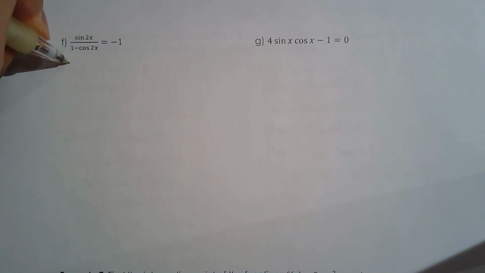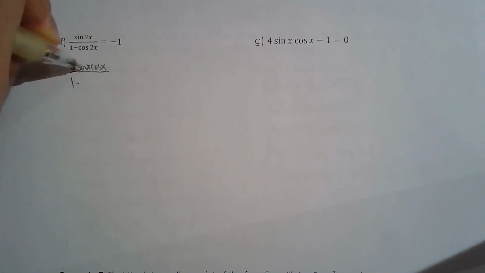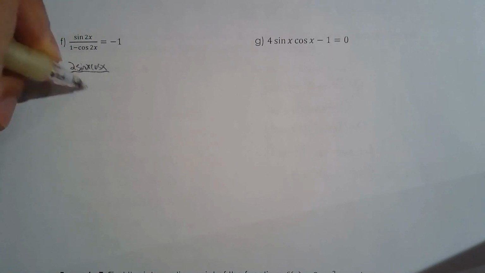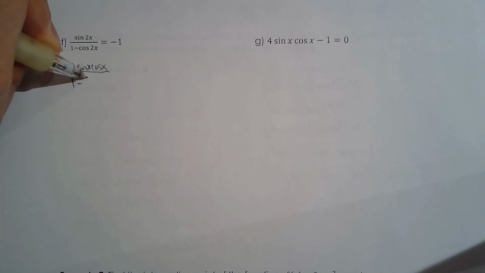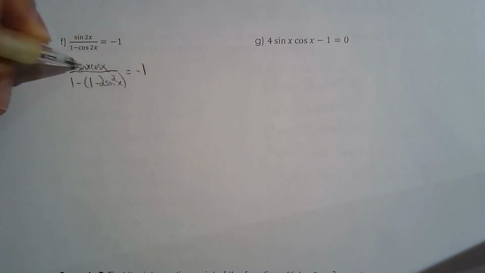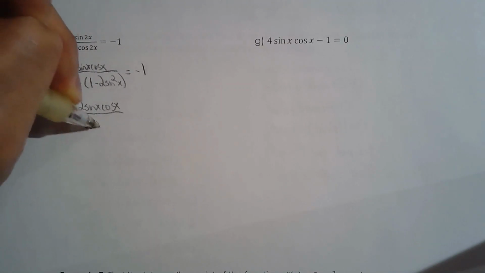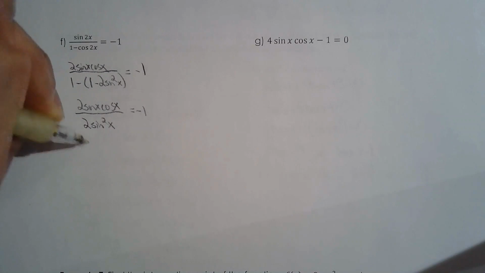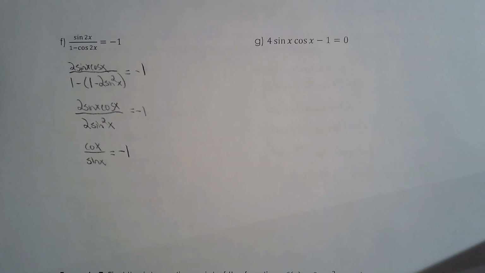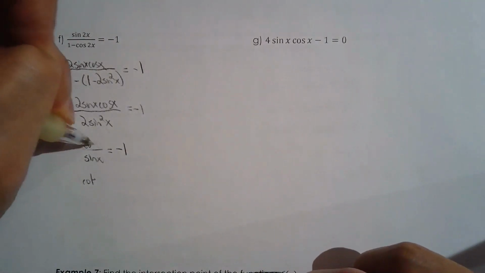So sine 2x is 2 sine x cos x, over 1 minus... I just missed something. I'll tell you what I missed in a second, but you might not see that. So 1 minus cos 2x. I'm going to use the double angle formula of the 1 minus 2 sine squared x equals -1. So 2 sine x cos x, simplify the denominator. So you get 2 sine squared x equals -1. So you get cos x over sine x. And that's cotan x. Cotan x.